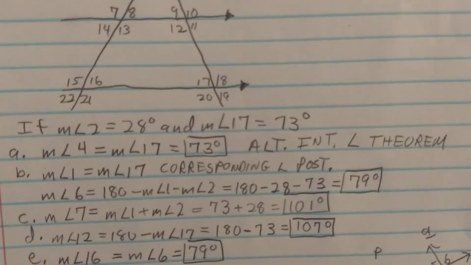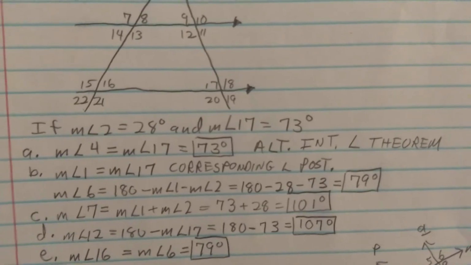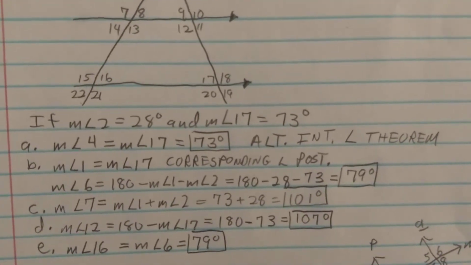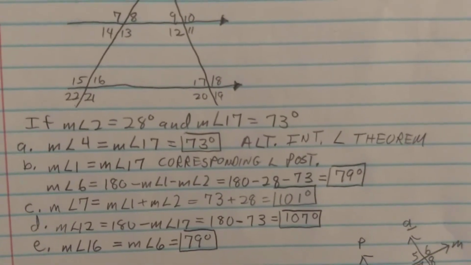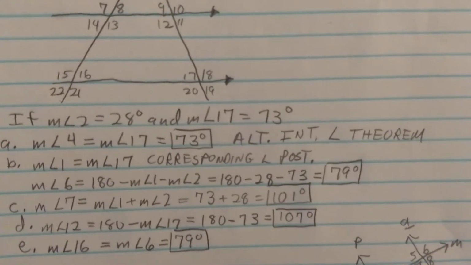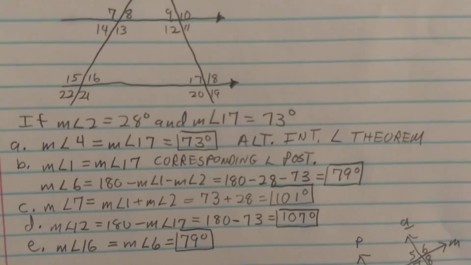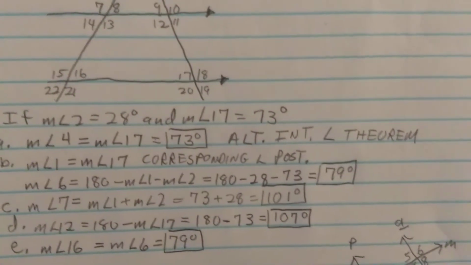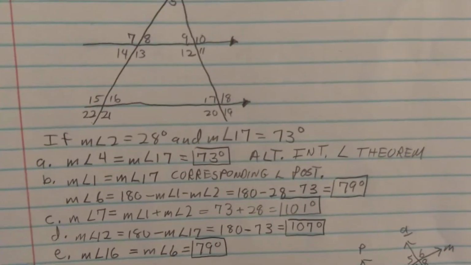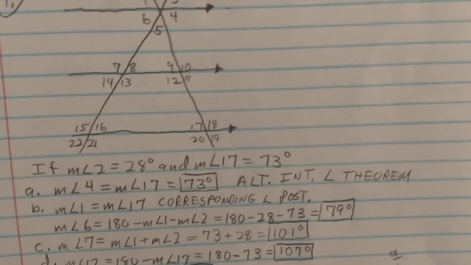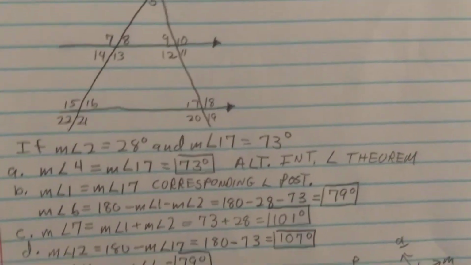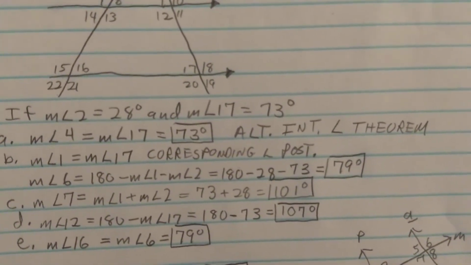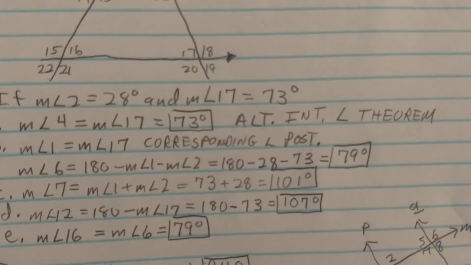And measure 12 and measure 17 are consecutive interior angles, so measure 12 would be 180 minus measure 17, which is 180 minus 73, or 107. And measure 16 is alternate interior to angle 6, so they would be the same, and that would be 79. 6 is already found earlier in part B.